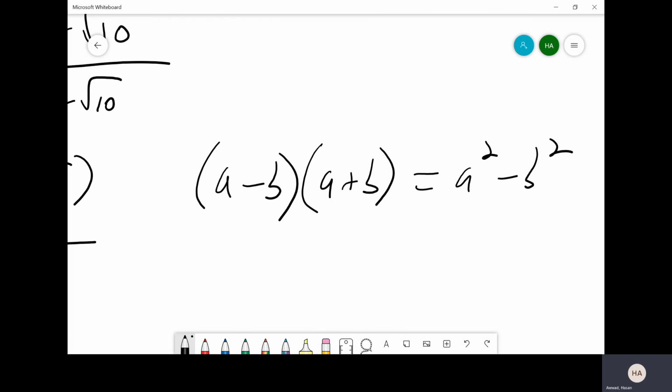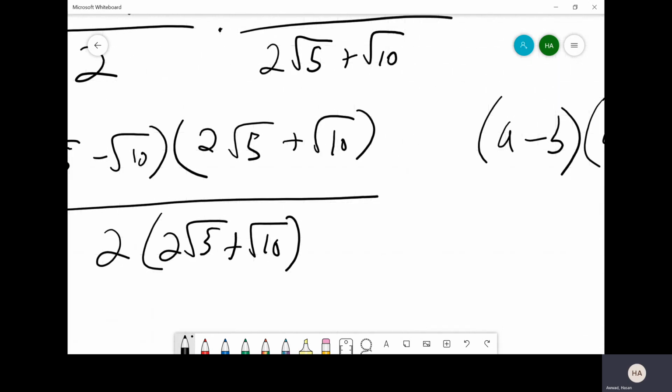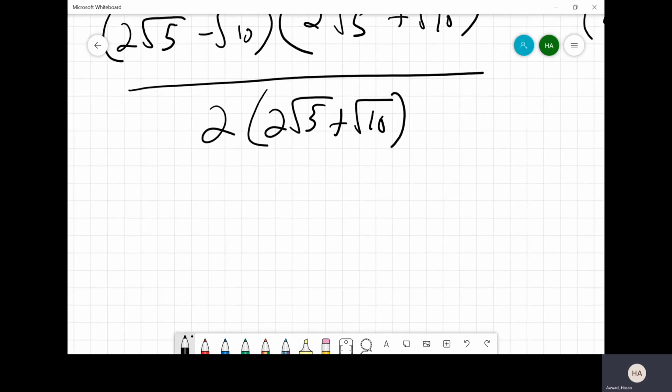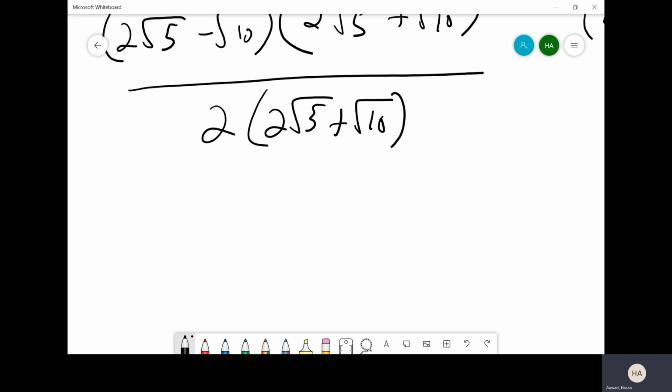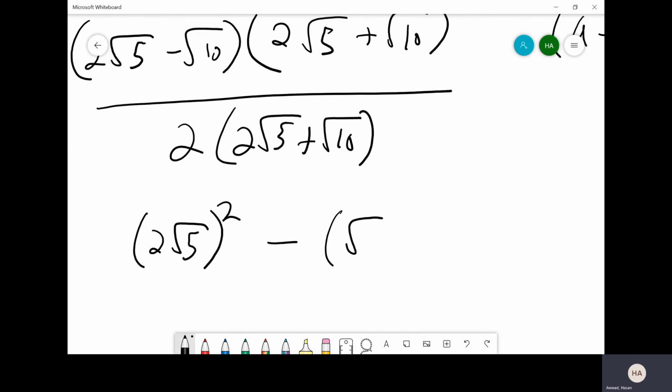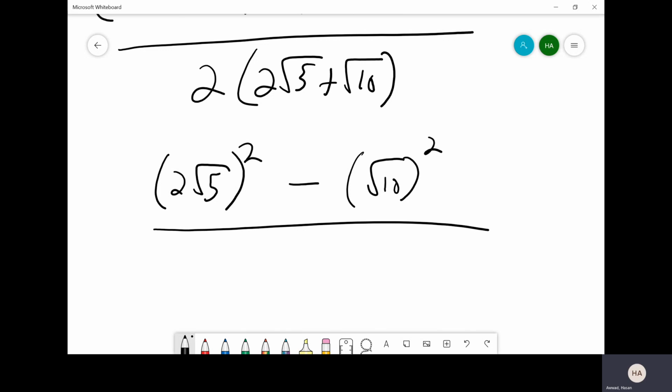All we really have to do is just square the 2 different terms and then throw a subtraction sign in the middle, and the numerator is done. So our first term, our a, is the 2 square root of 5, right? So 2 square root of 5 squared minus, and then our second term, square root of 10, also squared, and then all over our denominator, which I'm not going to distribute the 2, and you guys will see why in just a second here.